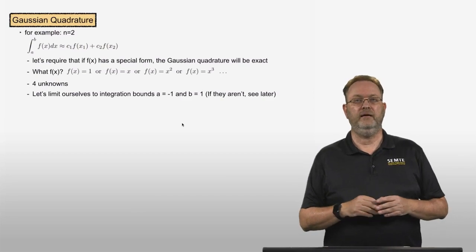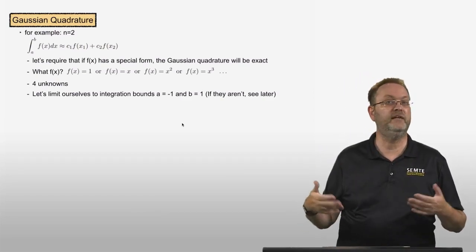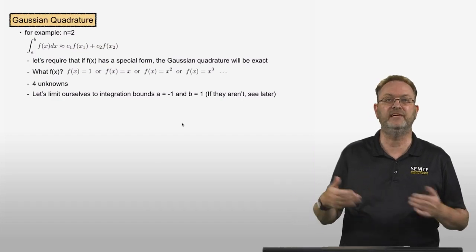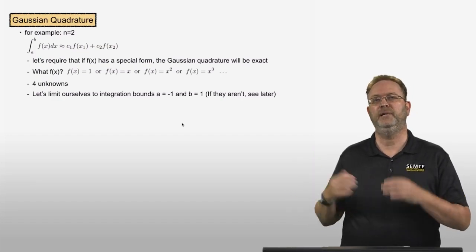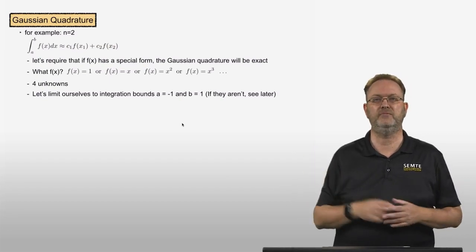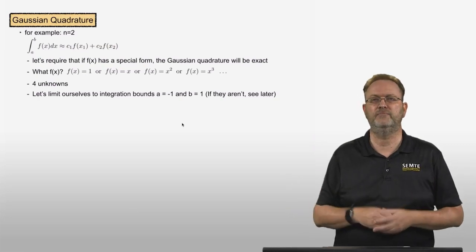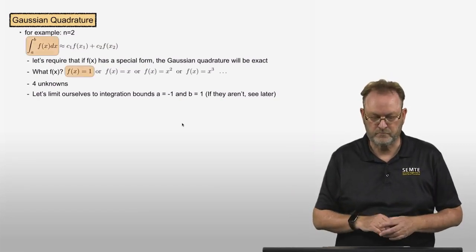To make things a little bit easier for now, let's assume that our integration bounds are a equal to -1 and b equal to +1. So we're always integrating between -1 and +1. If that's not the case, then we'll have to do a coordinate transformation, but we'll talk about this later.